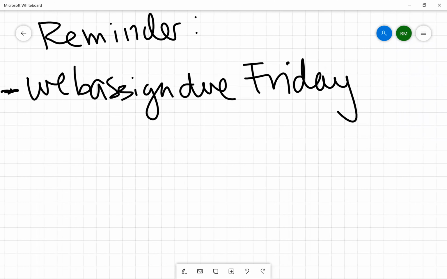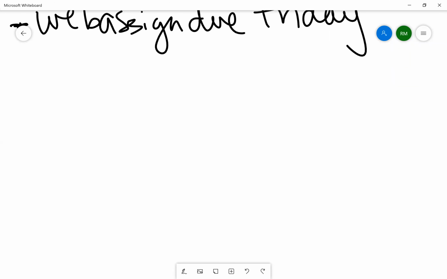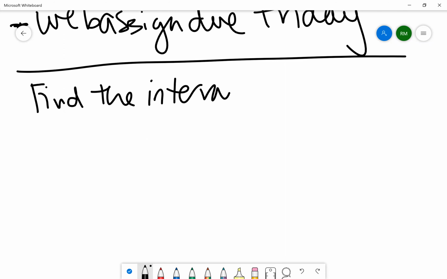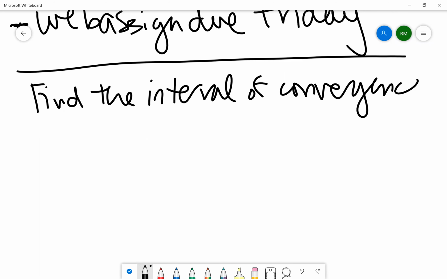Before we begin with new material, I thought I'd give you two examples to do, to find the interval of convergence of the following two series.